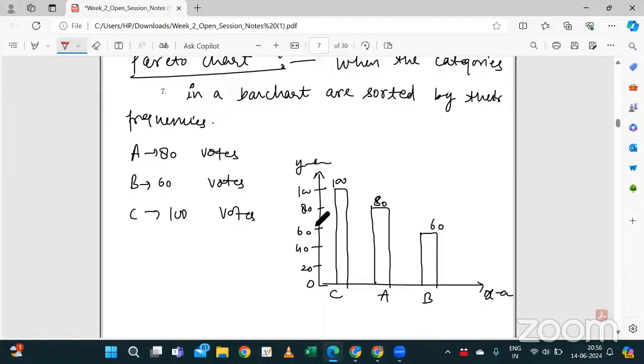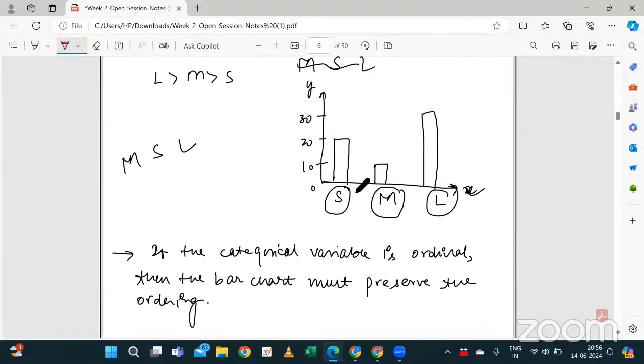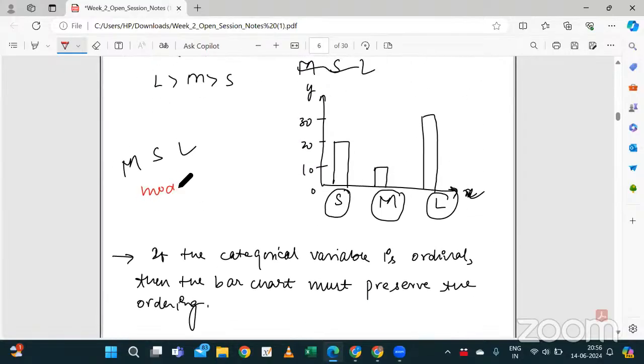What is the mode here? Here the mode is C, because this is the longest bar, the maximum. The mode here is the largest side, C, because this is the longest bar. Are you getting what I'm trying to say about the mode?